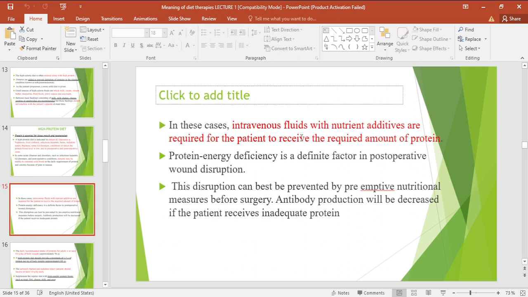And this disruption can be prevented by preemptive nutritional measures before surgery. Antibody production will also be decreased if the patient receives inadequate protein. And that is why it's important to increase the amount of protein. The antibodies, they are basically made up of proteins. And so in cases of infections, they are very, very essential. So their levels may decrease and they need to be replenished with a high protein diet.